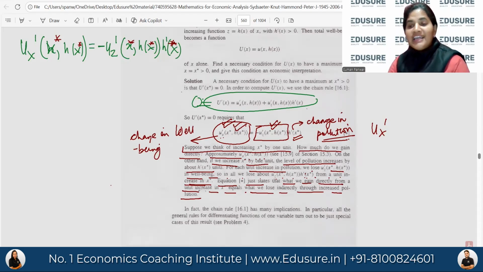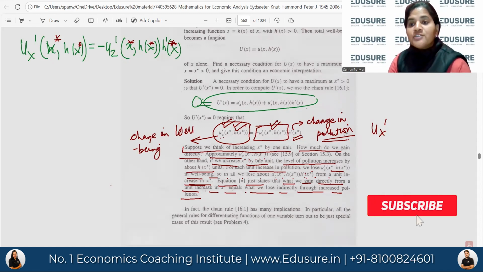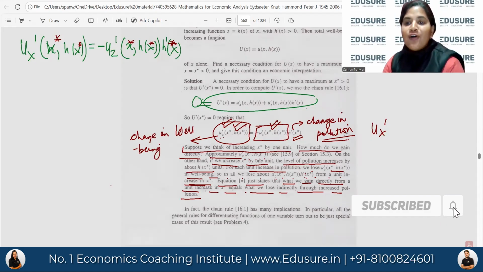So basically this is what the chain rule of derivatives does. The chain rule of derivatives helps us understand what is happening to a function of multiple variables, more than one variable, when the variables are changing. And this is one classical example of what happens to the well-being of a society if the well-being depends on the amount of goods produced and consumed and the level of pollution.